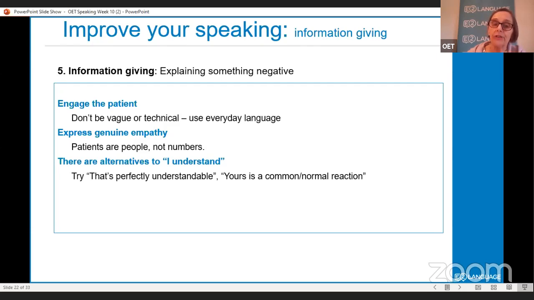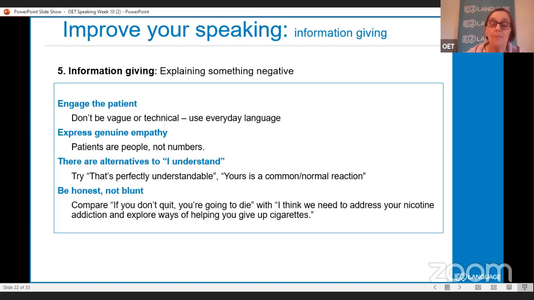Try the alternatives to I understand. Yes, that's perfectly understandable. Nice one. Yours is a common reaction. Yes, making it the same as other people might feel. Yes, that is a common reaction. It is understandable. Just have a variety of phrases. Be honest, not blunt. Now, compare these two.